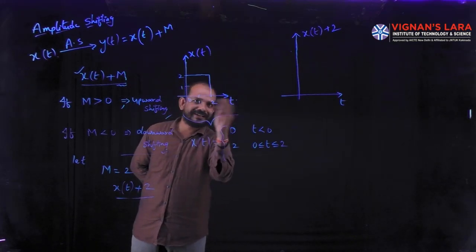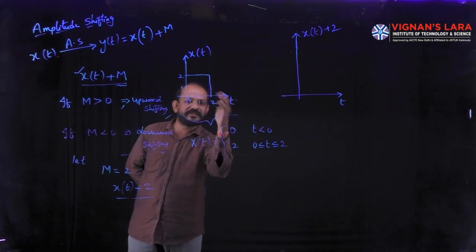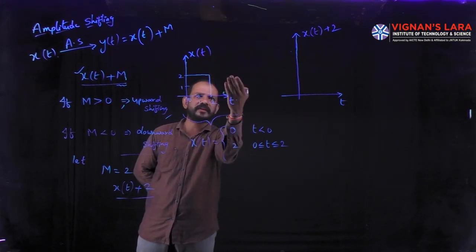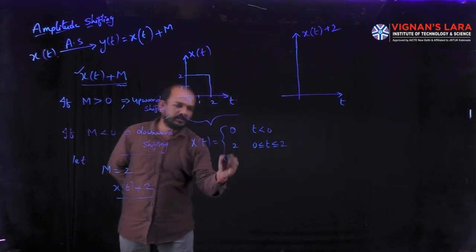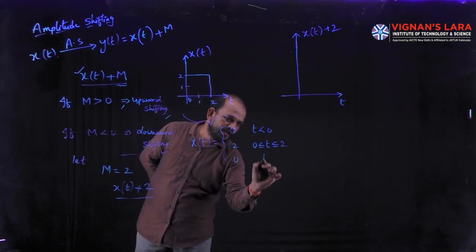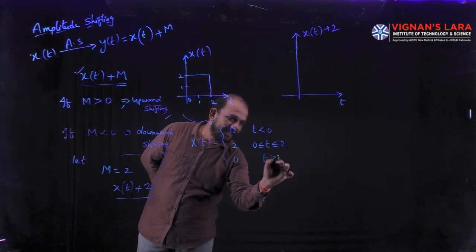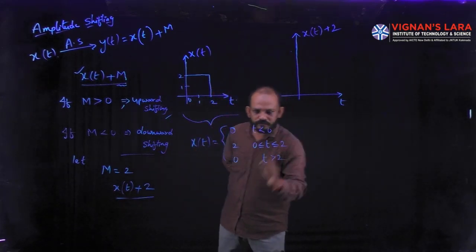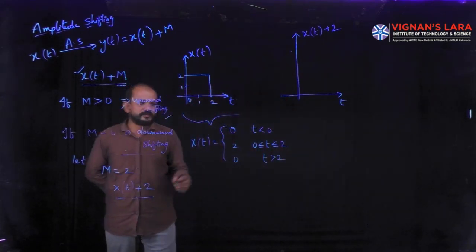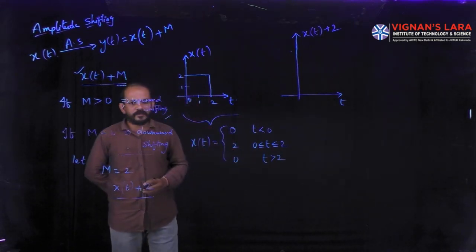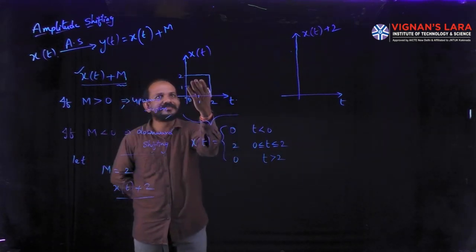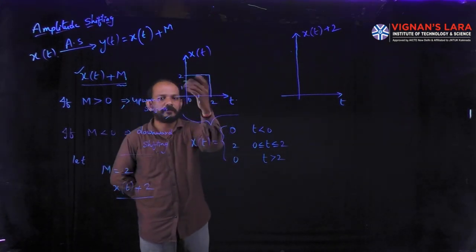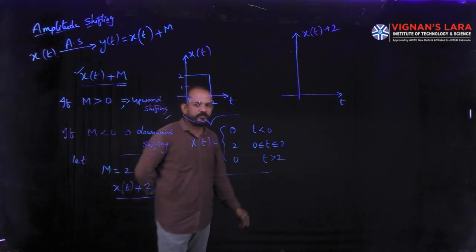The last one, greater than 2. When the value of t is greater than 2, so 3, 4, 5, what is the value of x of t? x of t is 0. There is no signal, so again it is 0 for t greater than 2, whether it is 2.5, 3, 3.5, whatever it may be. Now, see, this is the equational representation of this diagrammatic representation of the waveform. Simple.